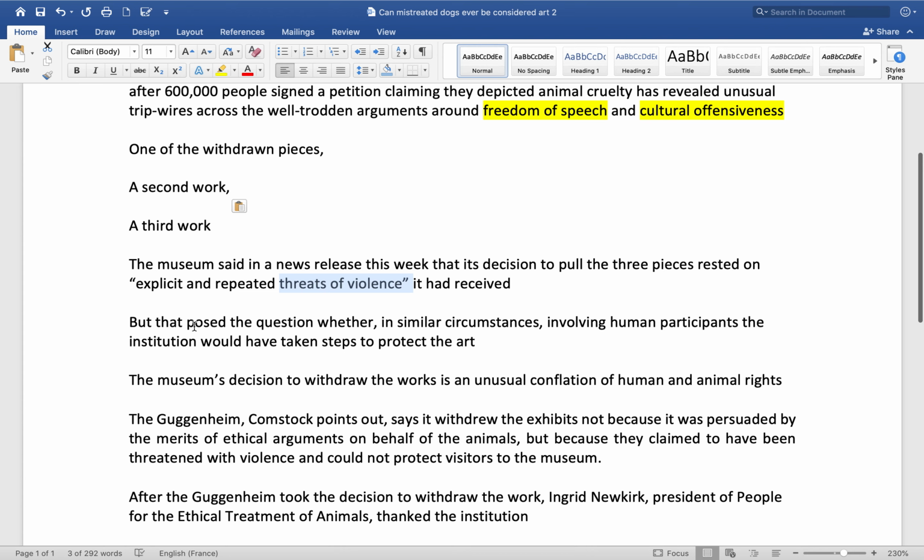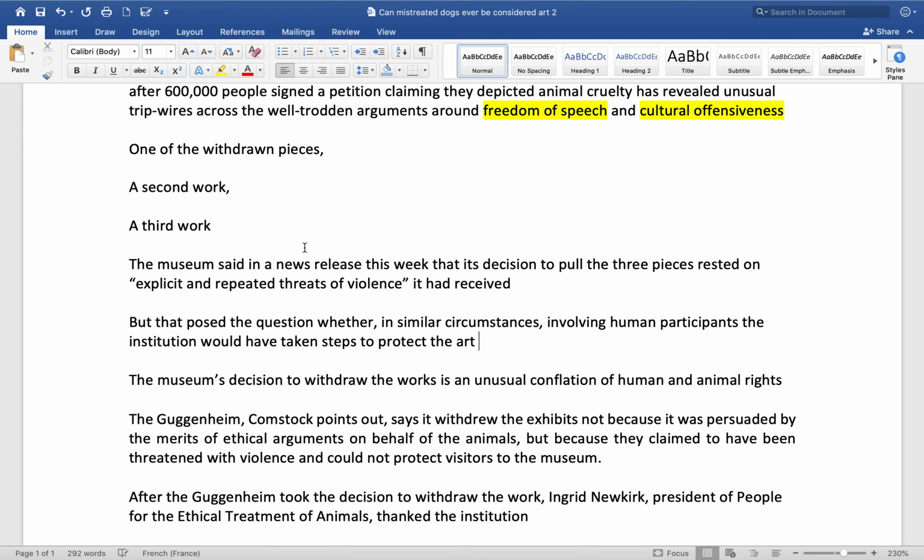Right. Continuing, so I already see the text. I don't need to read all the rest. I can see the progression of the ideas. Moving on to the next paragraph, from which I extracted only the first sentence, but that posed the question whether, in similar circumstances involving human participants, the institution would have taken steps to protect the art. And this time we are getting closer, we are edging closer, or inching closer to this debate about freedom of speech and cultural offensiveness, because someone says, had the human participants been, can you see this structure?